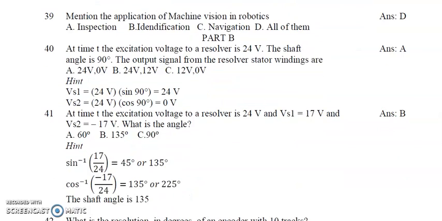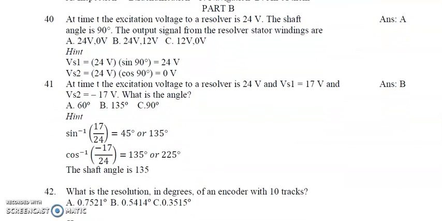So now we will move on to part B questions. It is more of analytical type. Question number 40. At time t, the excitation voltage to a resolver is 24 volts. The shaft angle is 90 degree. The output signals from the resolver stator windings are: A, 24 volt, 0 volt; B, 24 volt, 12 volt; C, 12 volt, 0 volt.